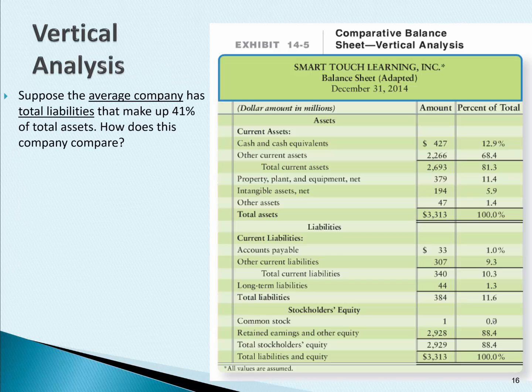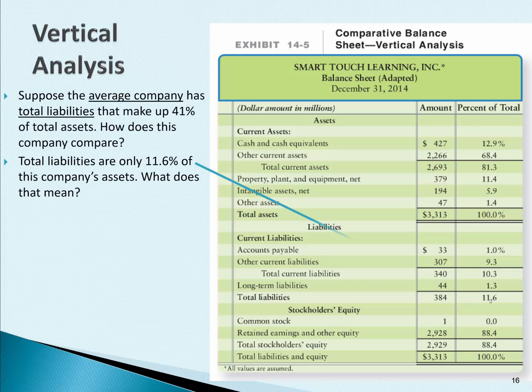Now, let's look at total liabilities. So this company's total liabilities is 11.6%. Remember, the way we calculated that is we took 384 divided by the base amount, which is either total assets, or you can think of it as total liabilities and equity. So suppose the average company has total liabilities that make up 41% of total assets. How does this company compare if they have 11.6% total liabilities? Well, that means this company has very little debt.